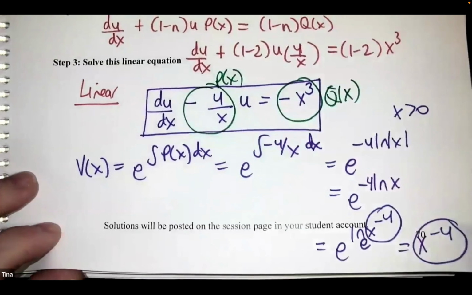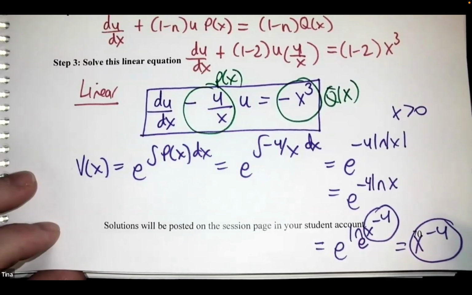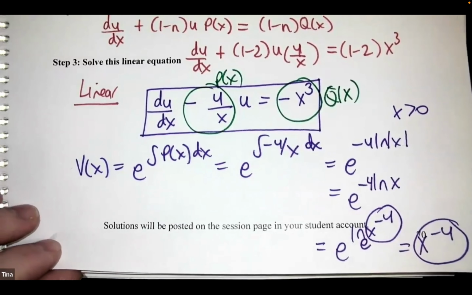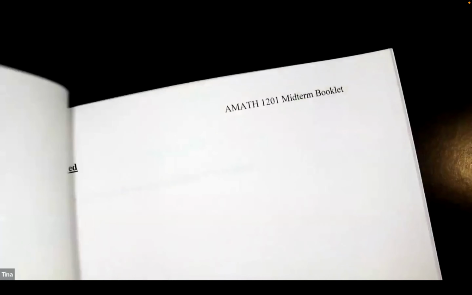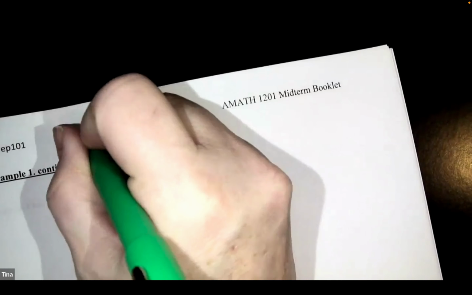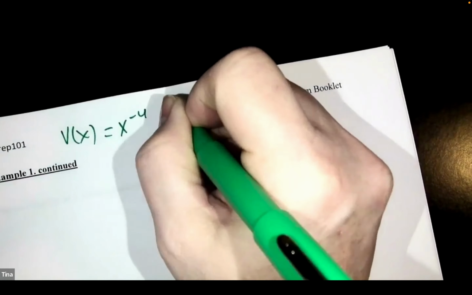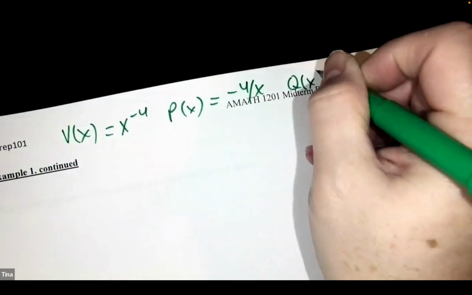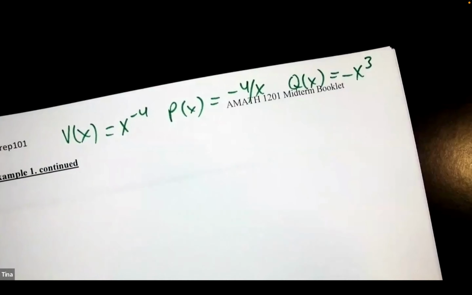Okay, so I'm going to have to flip to the other side to continue, just because there's no space left. Let me write this stuff down. So v of x that we got was x^-4, P of x is -4 over x, and q of x is -x^3.